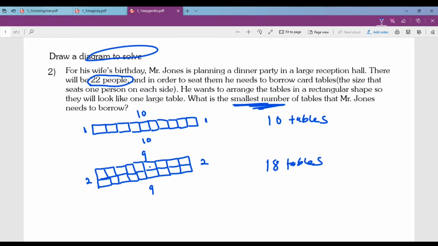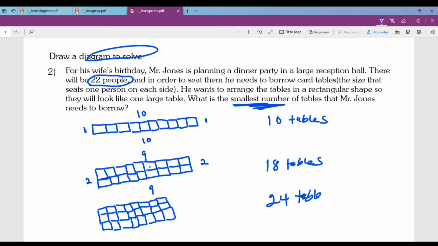So let's try another one. Let's try a 3 table row now, and we'll figure out how many tables we need altogether to seat 22 individuals. Okay, so I have 1, 2, 3 by 8 here, so that is 24 tables. It doesn't seem like it's getting any smaller, and we can seat 3 on the left, 3 on the right, 8 on top, 8 on the bottom.